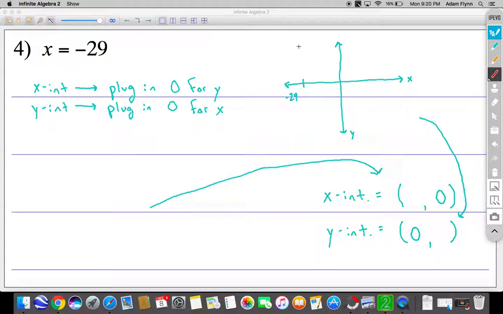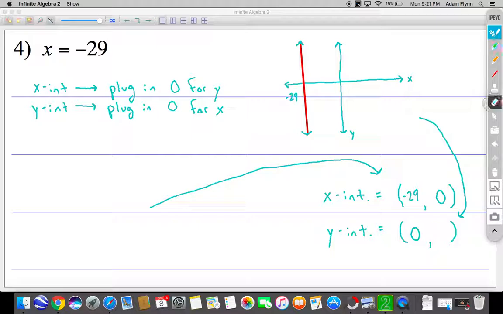So I've got this line that goes through negative 29, and it keeps going on forever in both directions. It is a straight vertical line. So it's pretty easy to see that this vertical line crosses the x-axis at negative 29. But because it is a vertical line and our y-axis is also vertical, these two lines are going to be parallel. So when they're parallel, that means that this line, x equals negative 29, will never actually cross the y-axis.